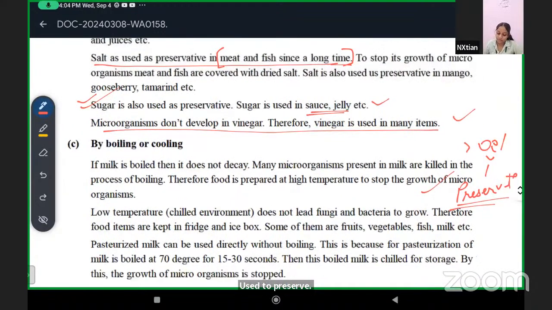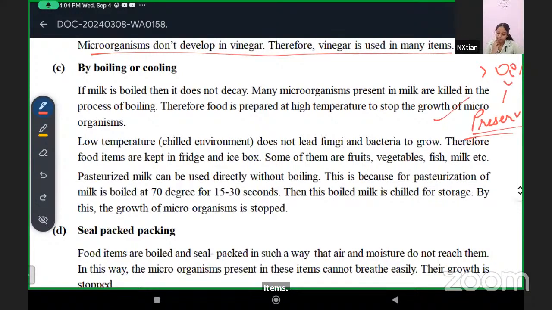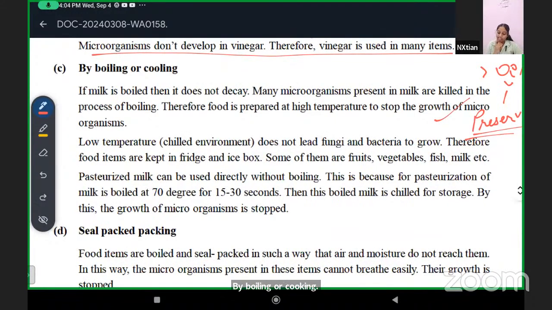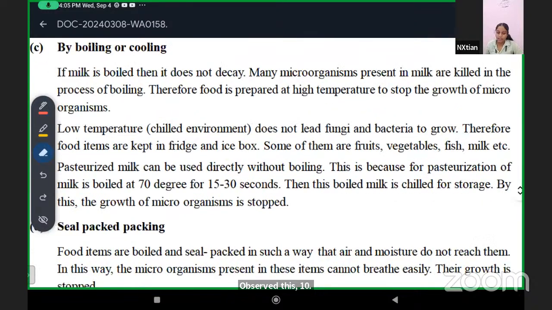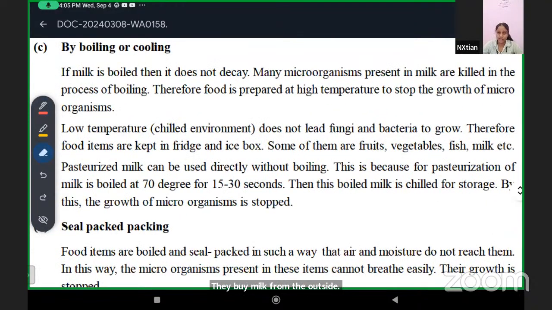Then, by boiling or cooking. If milk is boiled, then it does not decay. Have you observed this when we buy milk from outside? Our parents first boil it, or we first boil it, and then we put it in the fridge, and then we drink it. We boil it first.